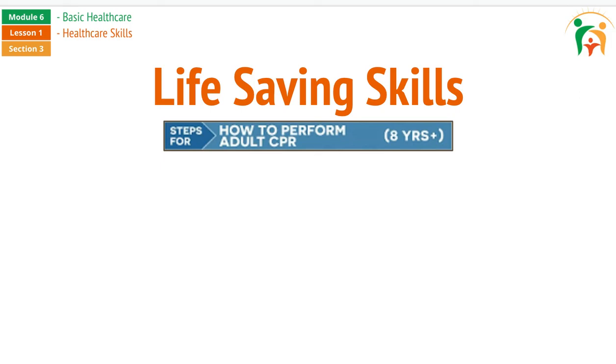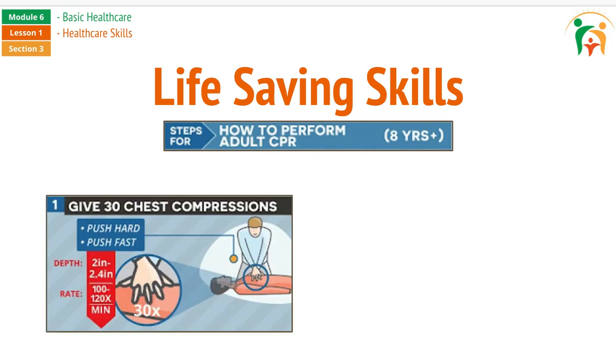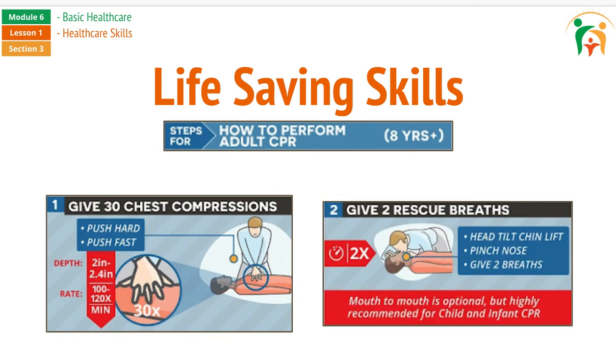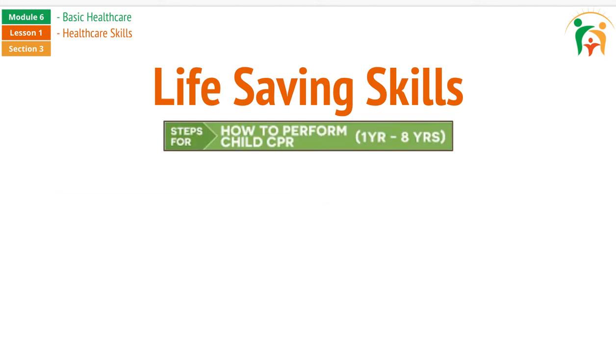How to perform adult CPR. Give 30 chest compressions. Push hard, push fast, at a rate of 100 compressions per minute. Give 2 rescue breaths. Head tilt, chin lift. Pinch the nose, give 2 breaths. Mouth to mouth is optional but highly recommended for child and infant CPR.